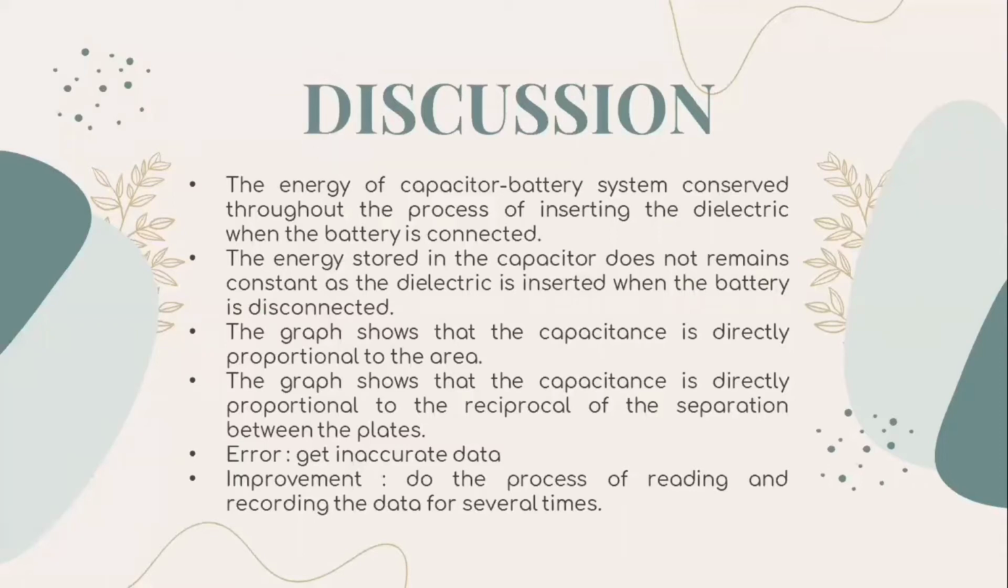The first graph shows that the capacitance is directly proportional to the area. Meanwhile, the second graph shows that the capacitance is directly proportional to the reciprocal of the separation between the plates. There is an error that commonly happens during the experiment. It is possible to have inaccurate data, so for improvement, the process of reading and recording the data must be done several times to get a precise reading.